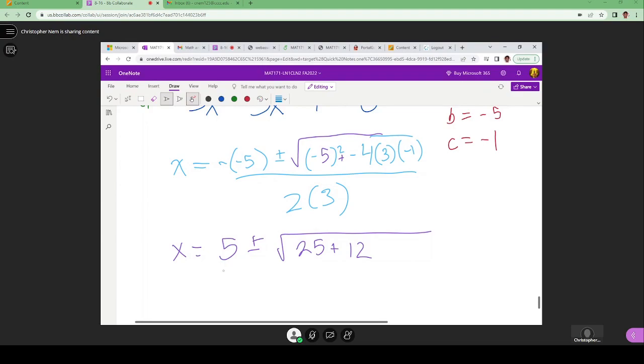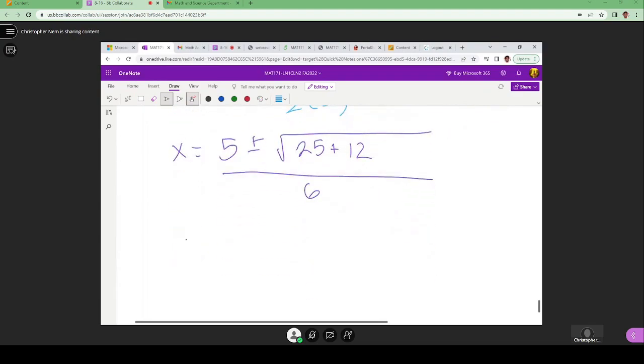So all over 6. If I simplify this, we get x is equal to 5 plus or minus the square root of 37, over 6. I can't factor tree this. 37 is prime, so there's not much we can do. This is perfectly simplified. So this is the example of using the quadratic formula.